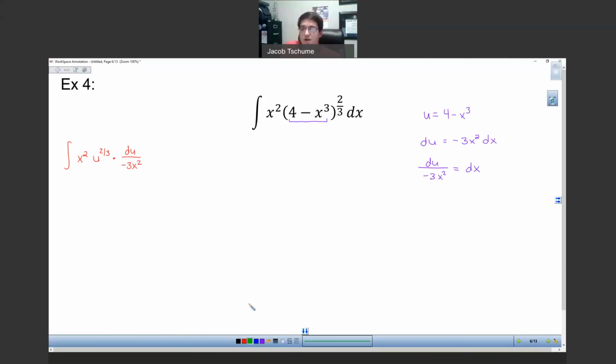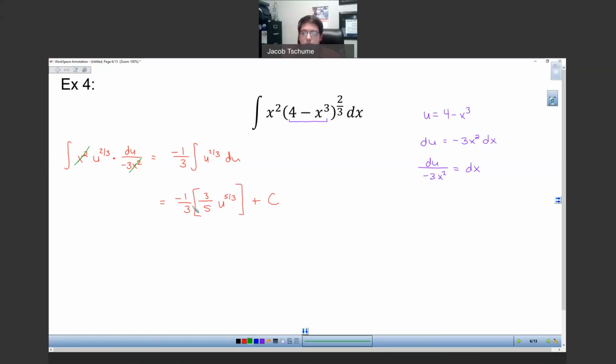And you're starting to notice a pattern here of when things will start canceling. In this case, the x squareds cancel. That negative 3 on the bottom, when you factor it out in front of your integral, becomes a negative 1/3, and you're going to integrate u to the 2/3 with respect to u. So this is another example of adding 1 to the power and dividing by the power. So if you add 1 to 2/3, that would give you 5/3. But instead of dividing by 5/3, I'm going to multiply by its reciprocal, which is 3/5. All right, and then you're going to have an arbitrary constant c because it is an indefinite integral.